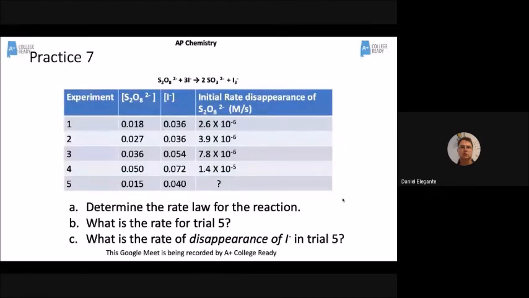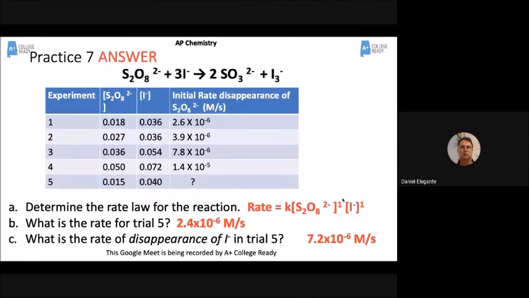So let's look and see what the rate law is. Well, what does every rate law start with? Rate is equal to K times S2O8 raised to some power times I minus raised to some power. So let's see what those powers are.